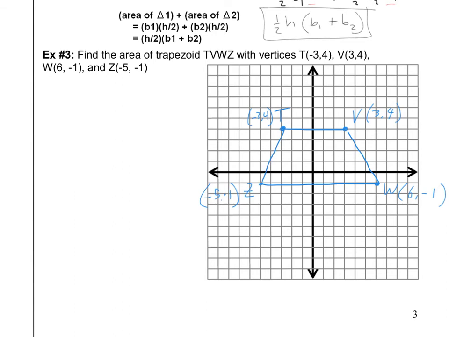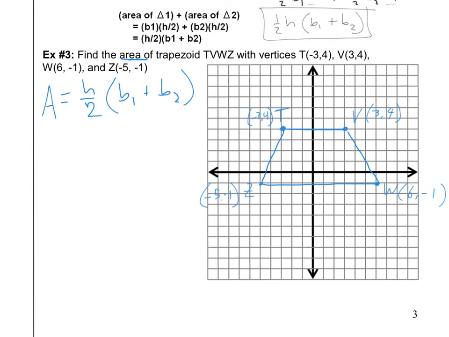And we can see we have a trapezoid. And they want us to find the area of this trapezoid. Well, we know that the area of a trapezoid is the height divided by 2 times base 1 plus base 2. So we can actually figure all this out.